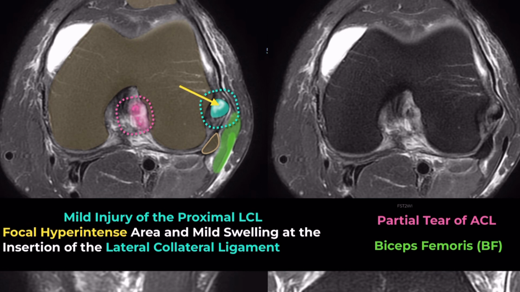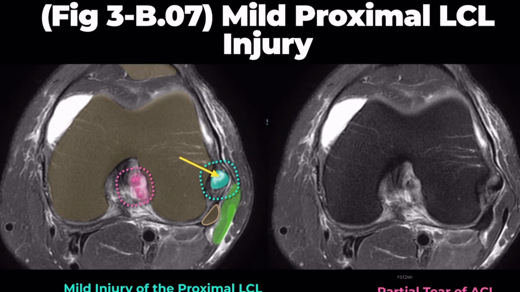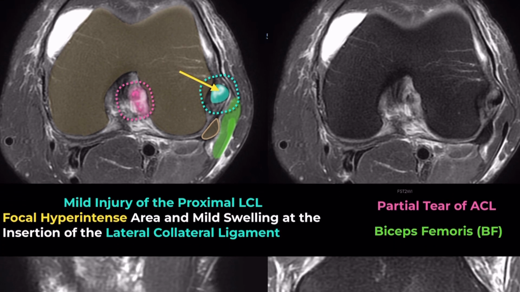The case shows a focal hyperintense area and mild swelling at the insertion of the lateral collateral ligament. Based on these findings, we can interpret this as a mild proximal lateral collateral ligament, or LCL, injury. The first point I want to highlight is that we tend to see less edema and hemorrhage in LCL injuries compared to the medial collateral ligament.